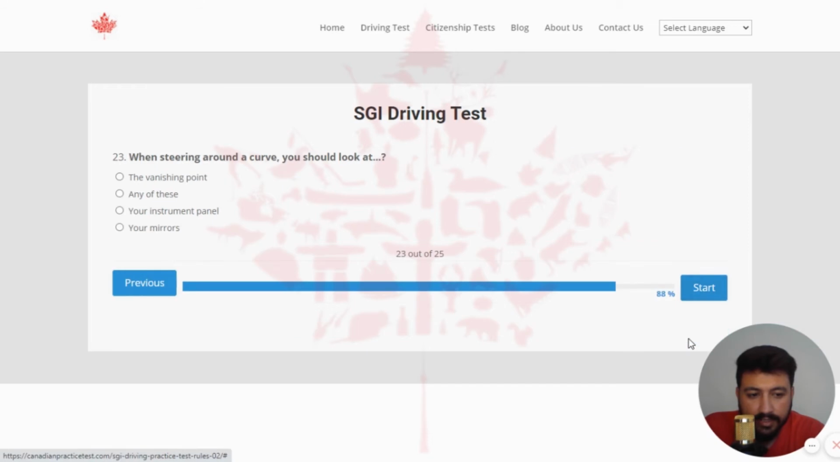Next. When steering around a curve, you should look at. The right answer of this question is the vanishing point. So I'm going to click on the first option.